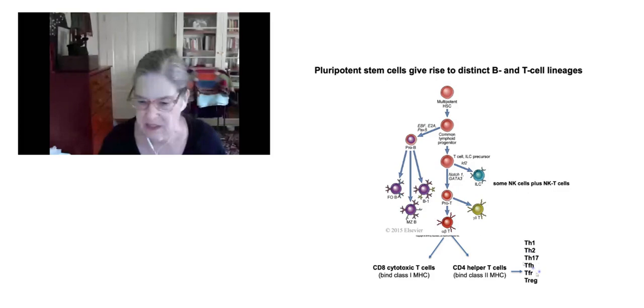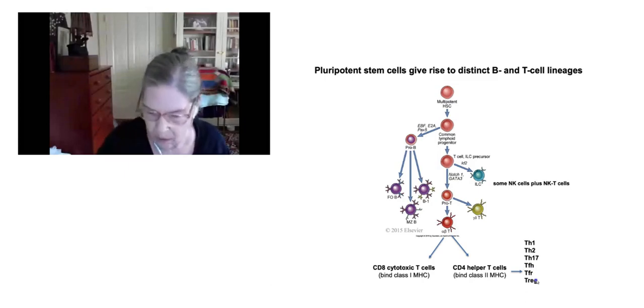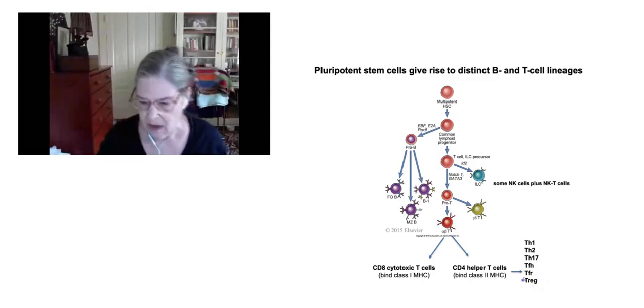So for instance, T follicular helper cells go to the follicle and help antibody responses. T follicular regulatory cells will suppress antibody responses. T regulatory cells will secrete cytokines that knock back Th1, Th2, or Th17 cells, and we'll get to these T cell subsets in a minute.